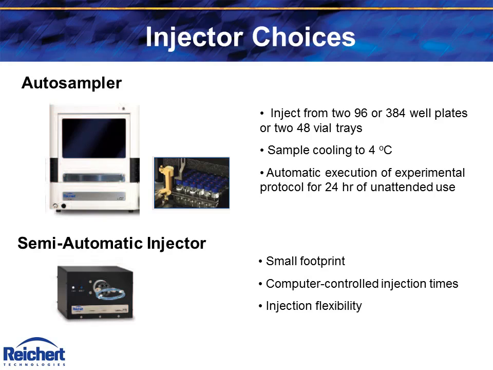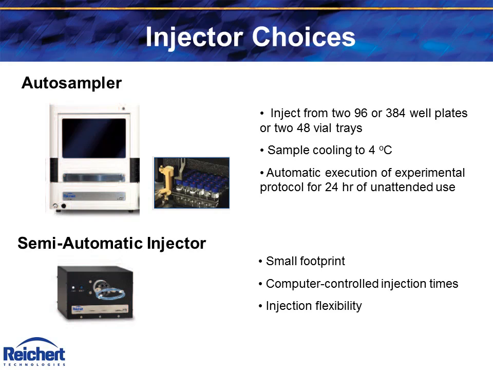The next part of the system is the injector. This can be an autosampler, semi-automatic injector, or both. The autosampler can inject from 96 or 384 well plates, or 48 or 12 vial trays. It has sample cooling down to 4 degrees Celsius to preserve thermally sensitive compounds. It allows for the automatic execution of experimental protocols for 24 hours of unattended use.